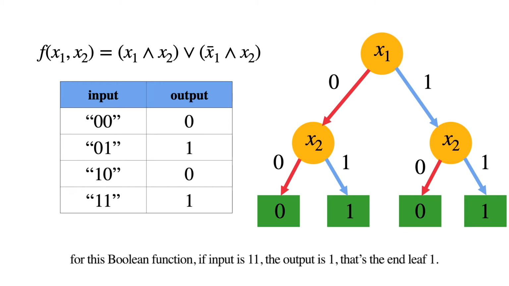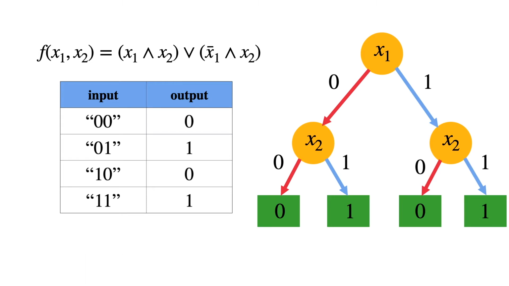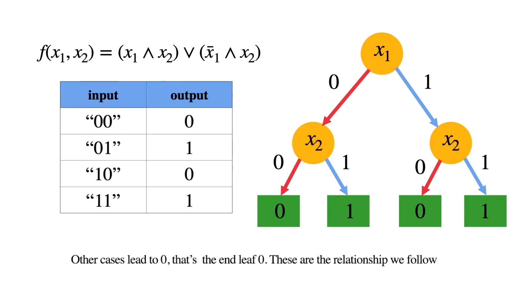Specifically, for this Boolean function, if the input is 1, 1, the output is 1, that's the end leaf 1. The first variable being 0 and the second variable being 1 yields the same result. Other cases lead to 0. That's the end leaf 0. These are the relationships we followed to construct this diagram.